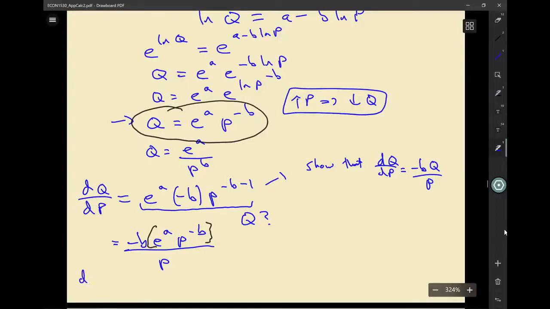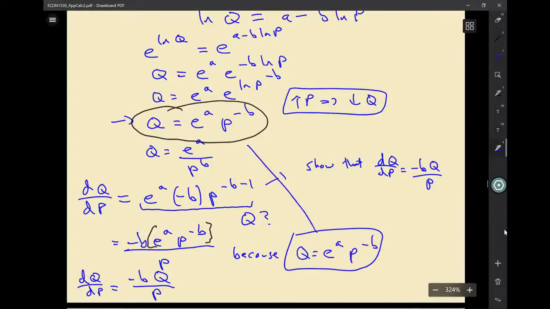And so we're going to end up with the change in q with respect to p is going to be equal to negative b q over p. Because q is equal to e^a p to the minus b. So we're using what we had before, and by using what we had before, we're able to answer the question. We're able to show that this identity is actually true.